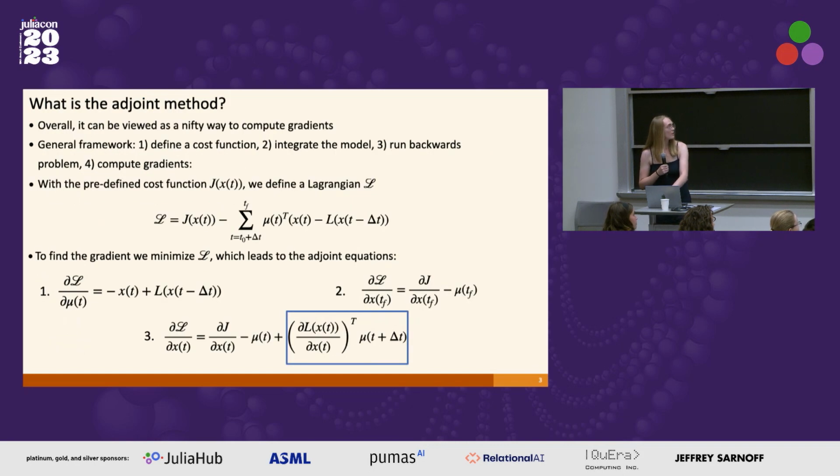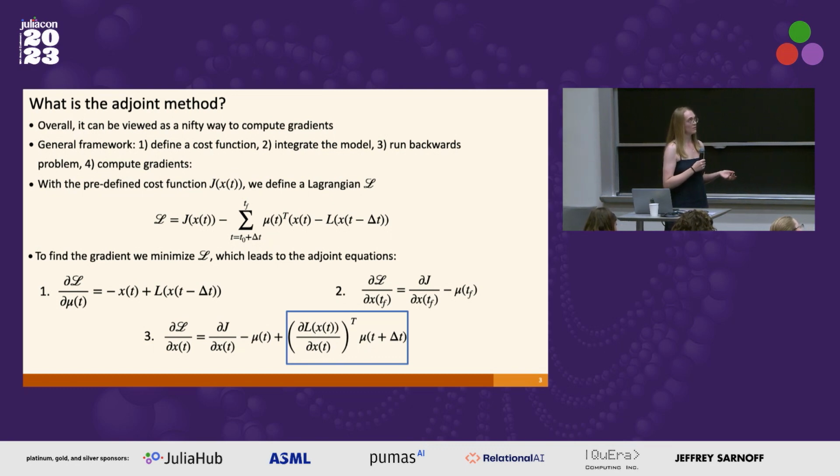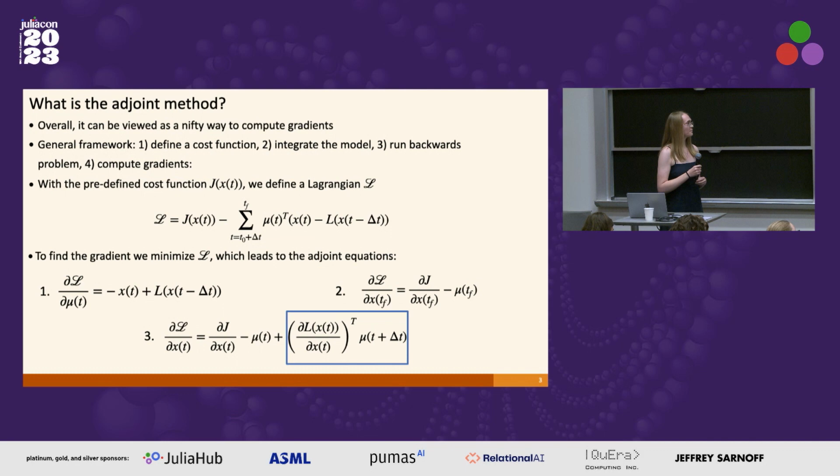So we'll talk a bit about, first, what is the adjoint method? Overall, it can be viewed as a nifty way to compute gradients. The general framework is that we define a cost function. This is any scalar valued function that depends on the model we're interested in. The second step would be to integrate the model forwards. Third is to run the backwards problem. We'll talk a bit about what this means in a sec. And then the last step of the adjoint method is to compute gradients. And so how do we do this?